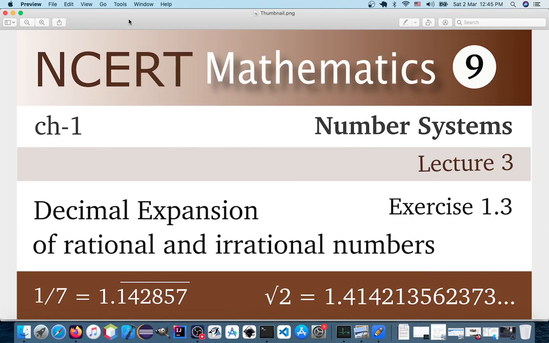This video is part of the playlist NCERT Mathematics of class 9, where I study the NCERT chapters sequentially. It is just a walkthrough of the NCERT textbook. I explain the theory concept, explain the solved examples and also try to solve the exercise problems.